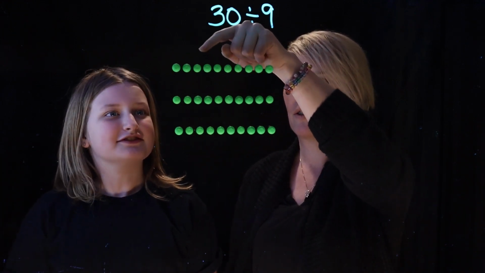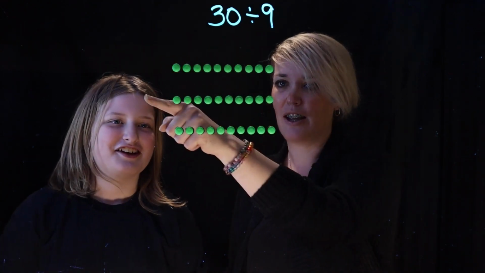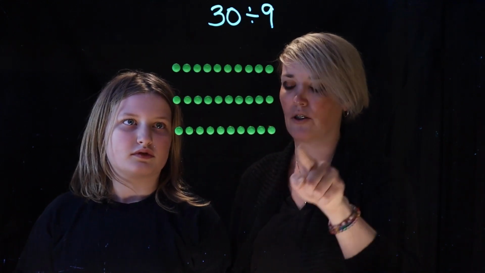So we have 1, 2, 3, 4, 5, 6, 7, 8, 9, 10, 11. 10, and then we have another 10, which would give us 20, and then one more, which would give us 30. So we have 30 here.